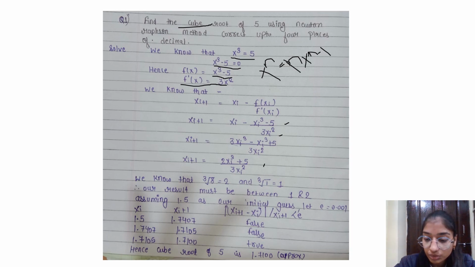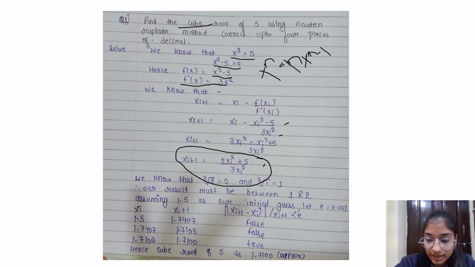We know that the cube root of 8 is equal to 2 and the cube root of 1 is equal to 1. So our root must lie between 1 and 2. Let's assume 5.5 as our initial guess value, and e equals 0.001. By using this value and this formula, we will find the root.